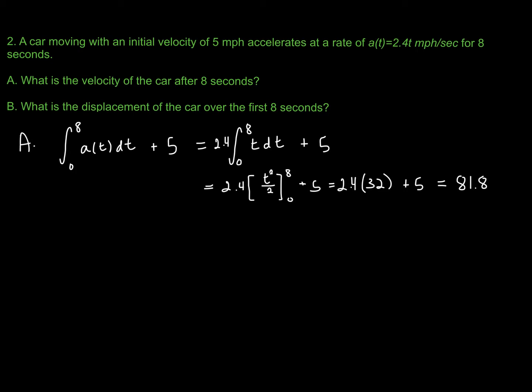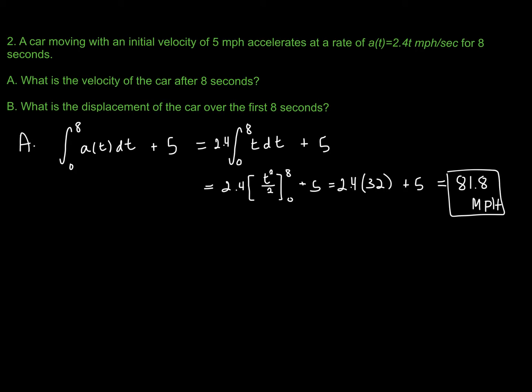All right, when you evaluate, as you can see going through these steps here, pretty straightforward. I factored out the constant to make the antiderivative work a little easier. When I evaluate this at 0, I get 0, so that takes care of it. I only end up with 64 over 2, which is 32. And then when I add on 5, I end up with a total of 81.8. And so this is the velocity, which is miles per hour here. So after 5 seconds, the car will be traveling at a velocity of 81.8 miles per hour.